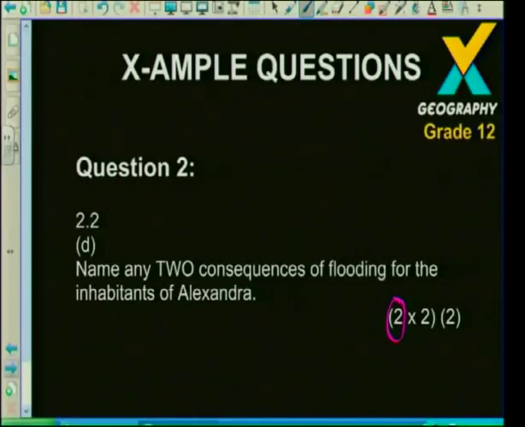So here we are looking for 2 points, and the mark allocation is actually wrong. They want 2 points for every point you give. It is 2 marks, which would make the final mark allocation 4. Okay.